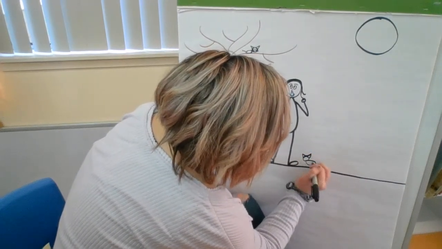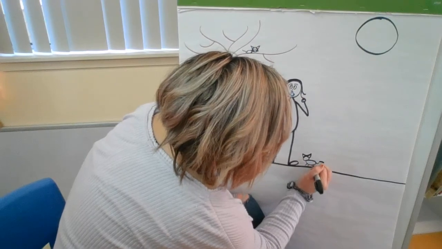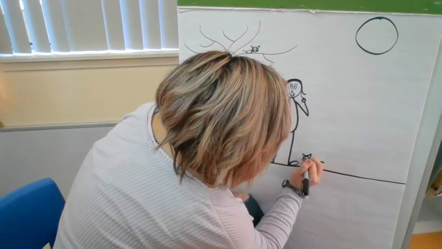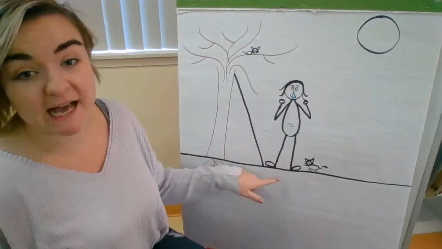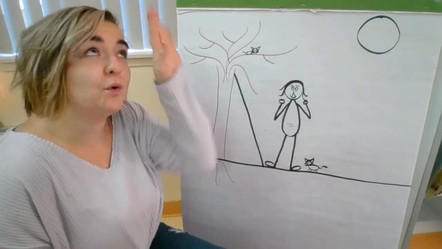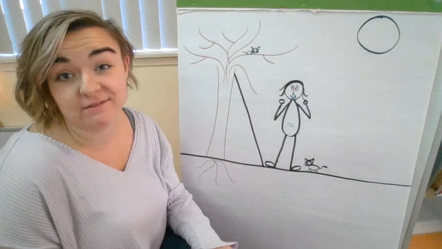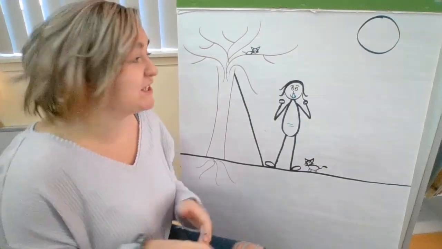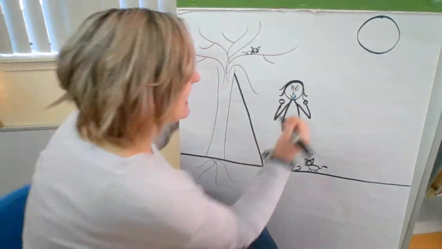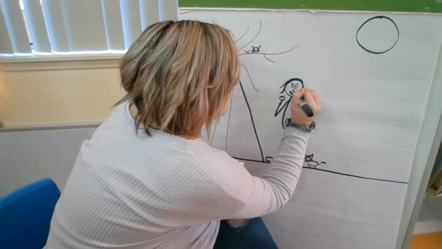Here's his tail. Okay. And now he was smiling. He was happy. He's back on the ground. Whew! I was so relieved. And I wasn't worried anymore. I was happy again. So I'm going to draw my happy face again.